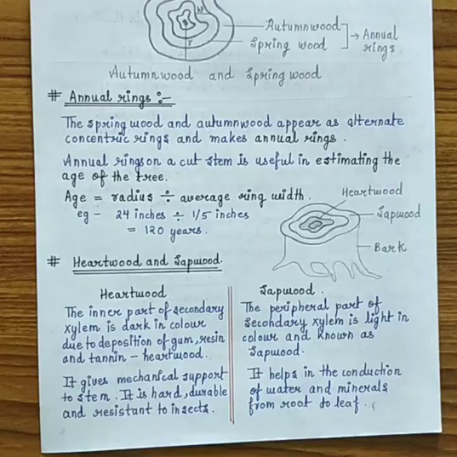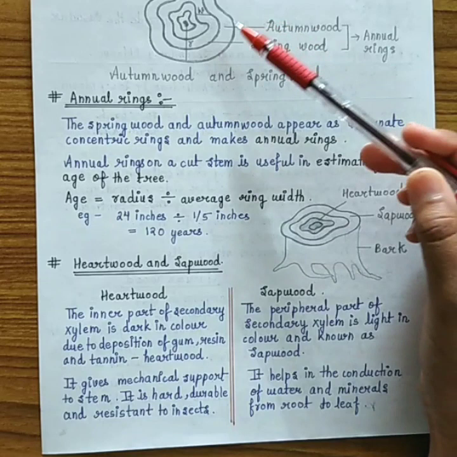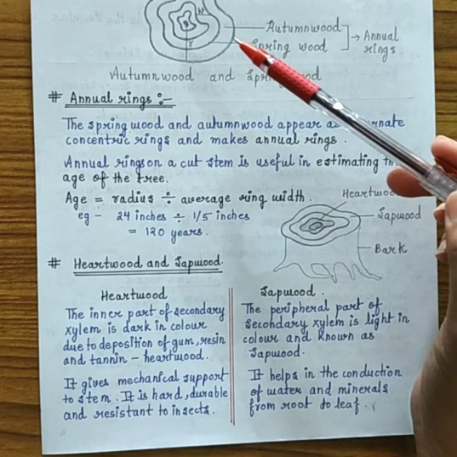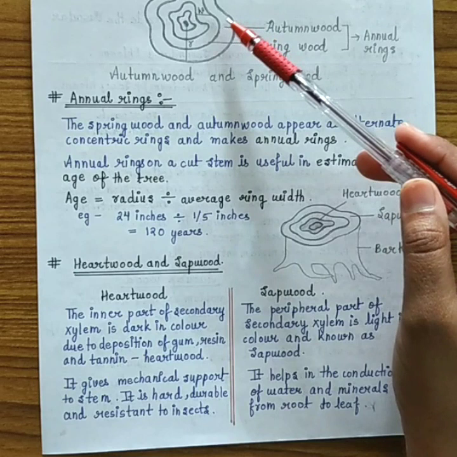Now in this diagram you can see ki autumn wood or spring wood present hai and alternate rings ki form mein ye present hote hain. So jo spring wood aur autumn wood hai wo tree ke bark mein present hote hain as alternate concentric rings aur yehi milke annual rings banate hain.